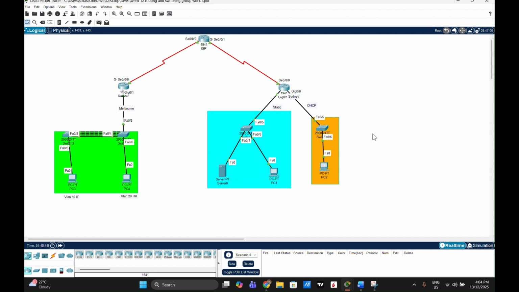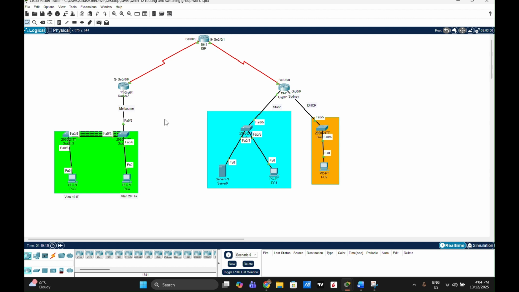Now we will be talking about the wireless and monitoring. A secure wireless design was also proposed. Corporate users connect using WPA3 Enterprise and are placed into the correct VLANs. Guest users are isolated in a separate VLAN with internet-only access. For monitoring, PRTG Network Monitor was recommended because it is easy to use and can monitor GRE tunnels and routing status.